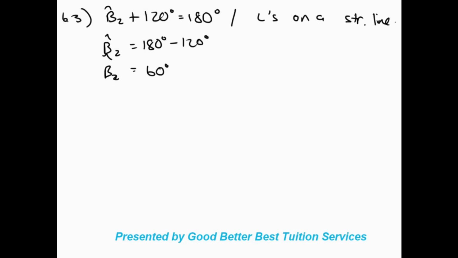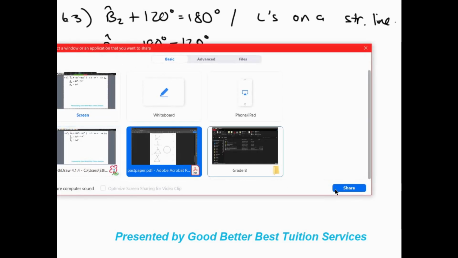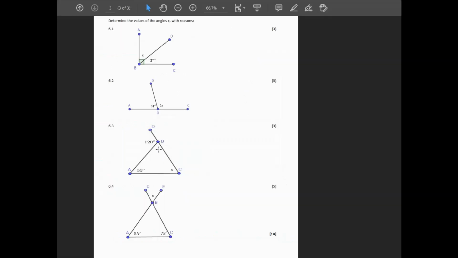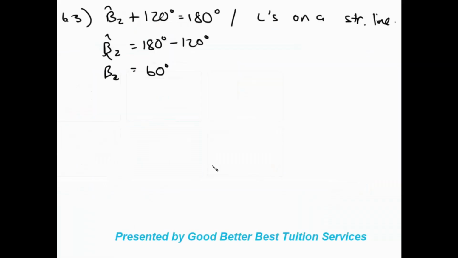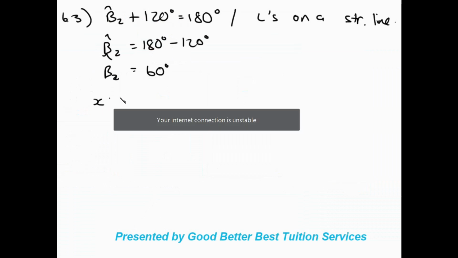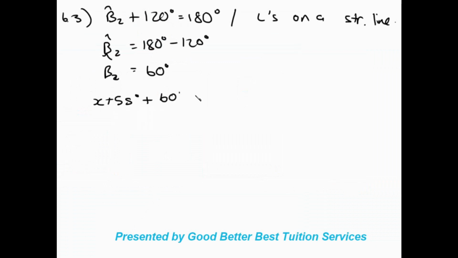So now we found out the value of one of the angles. Now we can see that we have at least a term for each angle in the triangle. So we have 60 over here, which we worked out, we have 55 and we have x. So now we can just do a final calculation. We can say x plus 55 degrees plus 60 degrees, which we just worked out, is equal to 180 degrees.